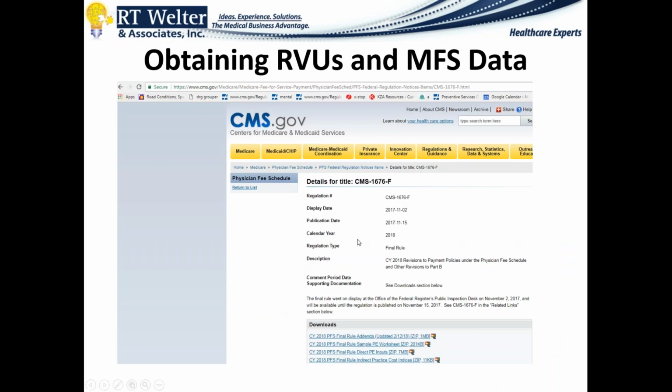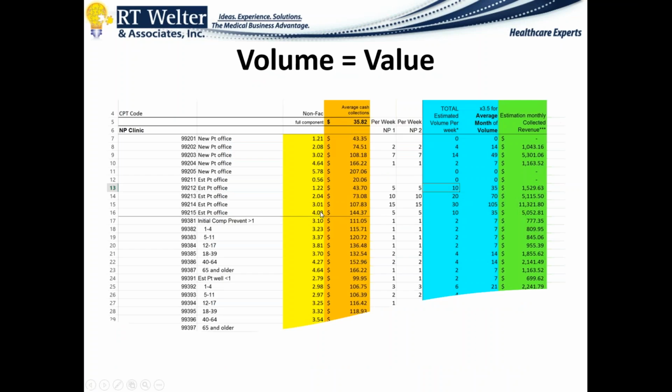To obtain this information, you'll want to go to the cms.gov website and take a look at the physician fee schedules. There are a lot of download attachments, so just make sure that you're pulling the correct one that applies for your services. We also talked about volume and how to define value based on the volume that you provide from the service standpoint.